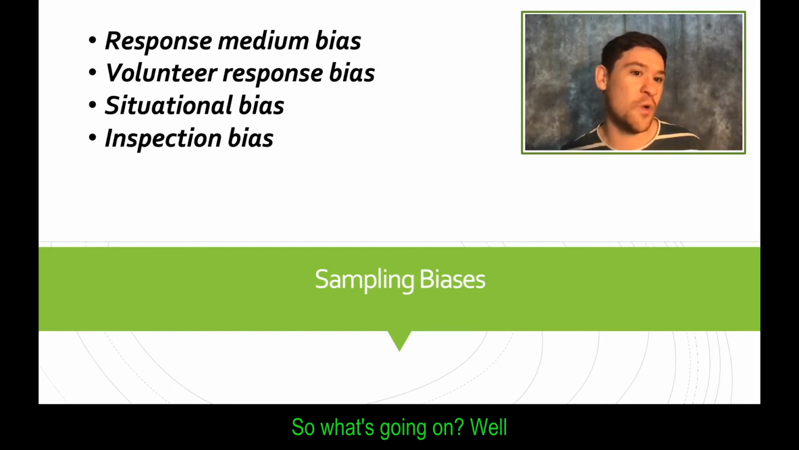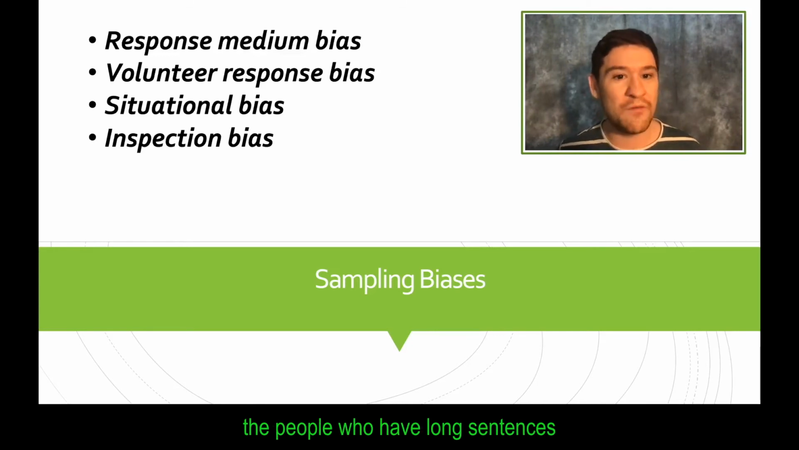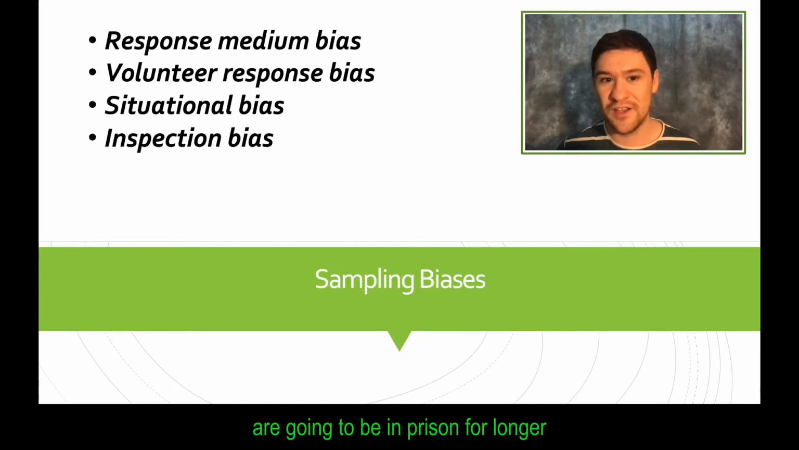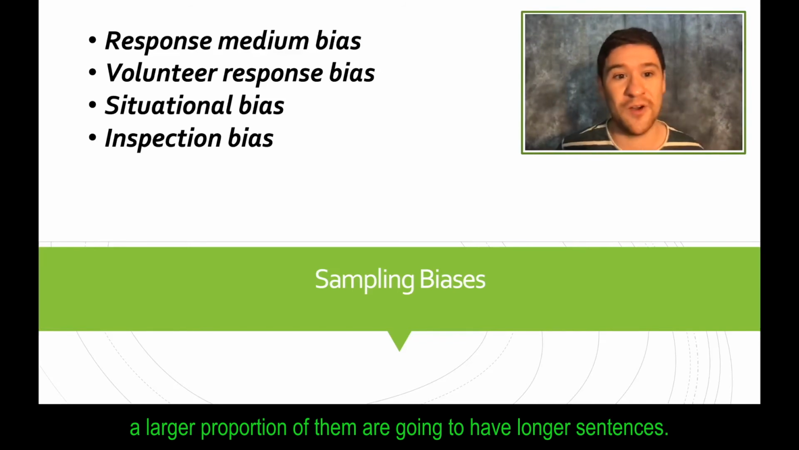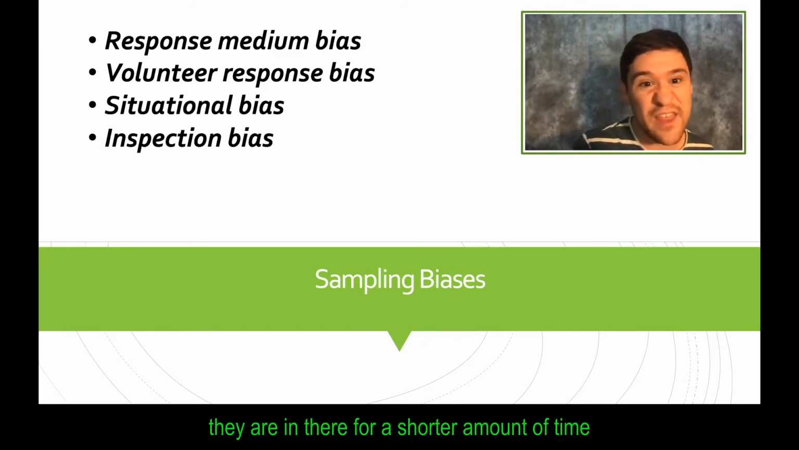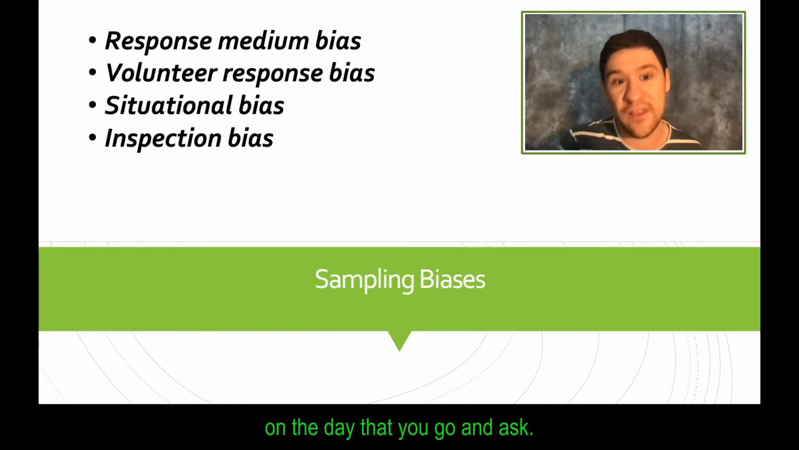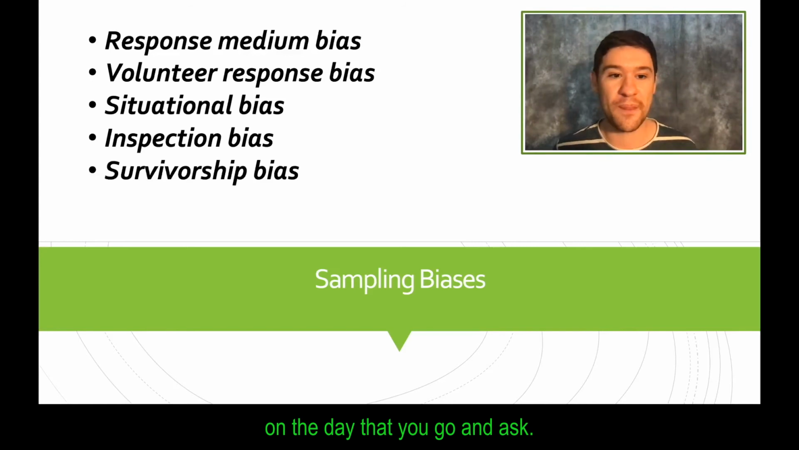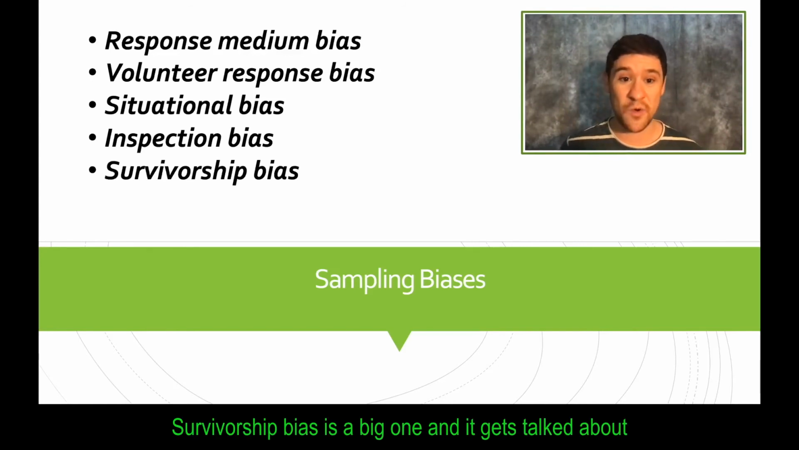So what's going on? Well, the inspection paradox is going in here. The people who have long sentences are going to be in prison for longer. So at any point when you go into that prison, a larger proportion of them are going to have longer sentences. All the people with smaller sentences are in there for a shorter amount of time, so there's less chance of them being there on the day that you go and ask. And there's survivorship bias.